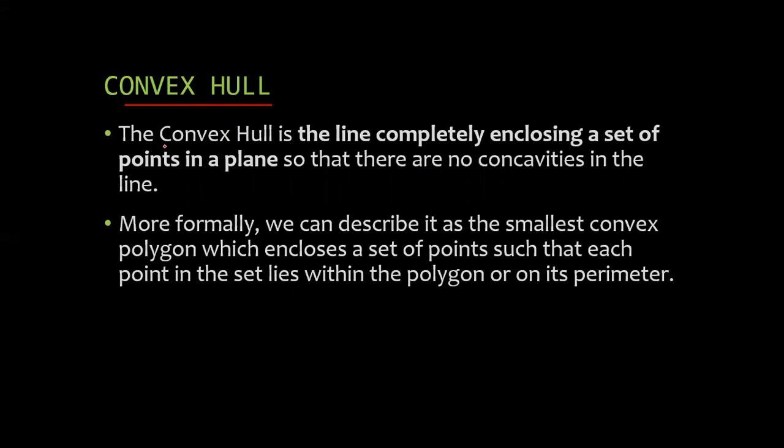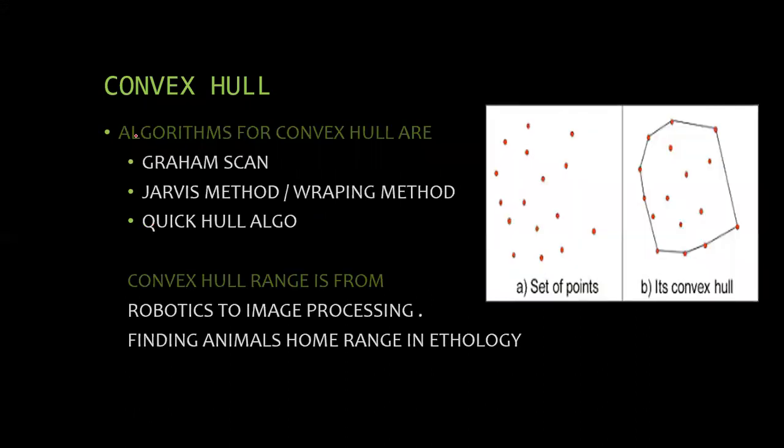A convex hull is a line completely enclosing a set of points in a plane so that there are no concavities in the line. In formal language, we can describe it as the smallest convex polygon which encloses a set of points such that every point in the set lies within the polygon or on its perimeter. To find the convex hull, we have the Graham scan algorithm, the Jarvis method or wrapping method, and the quick hull algorithm.